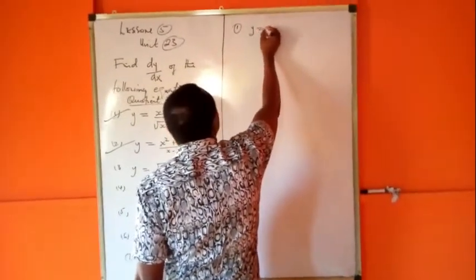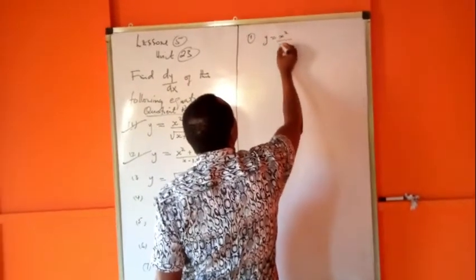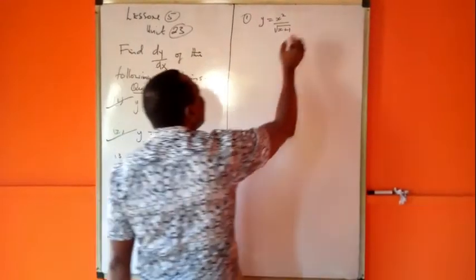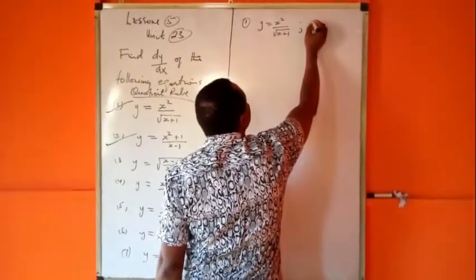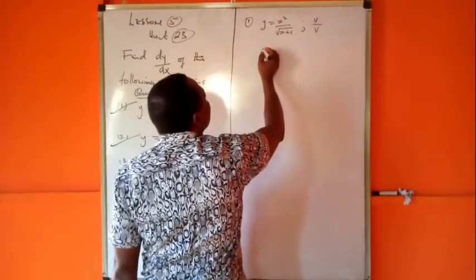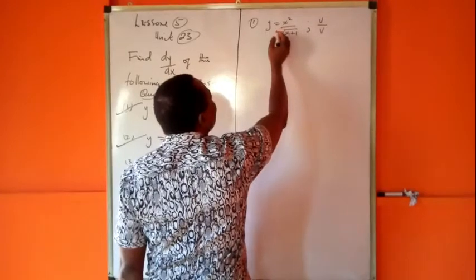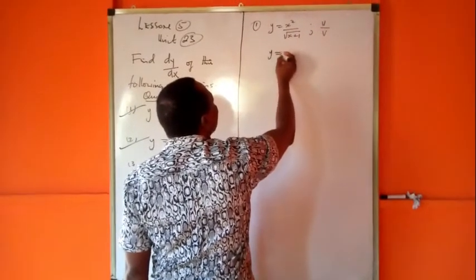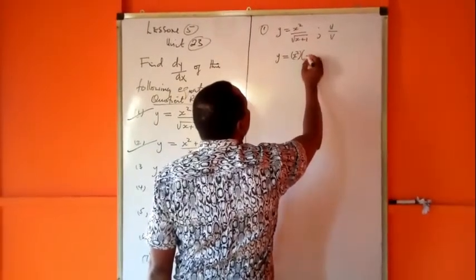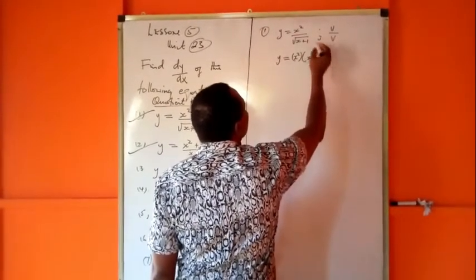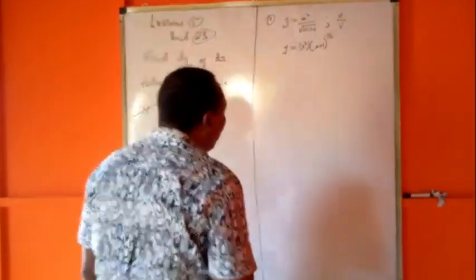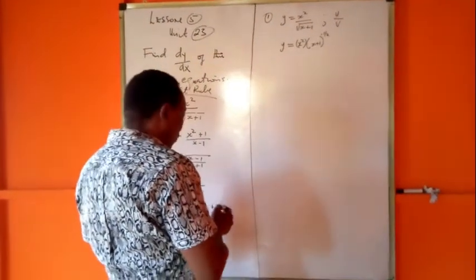y is equal to x squared all over root x plus 1. So what you are going to do, know that this is u all over v. So your v, we can translate this. I've told you in the previous lessons. Translate them: x plus 1 raised to power minus 1 over 2. That should be your first transformation.